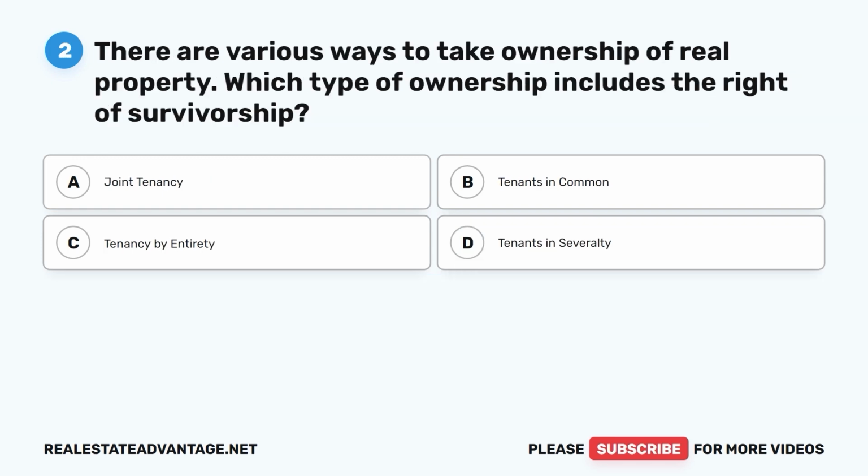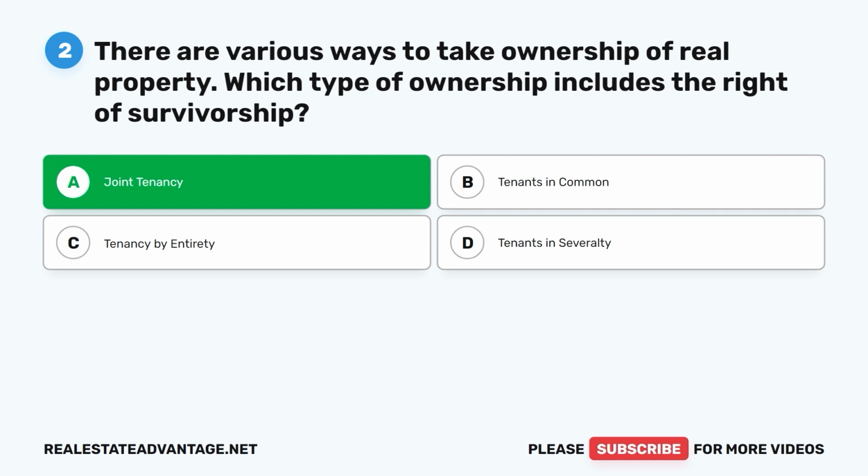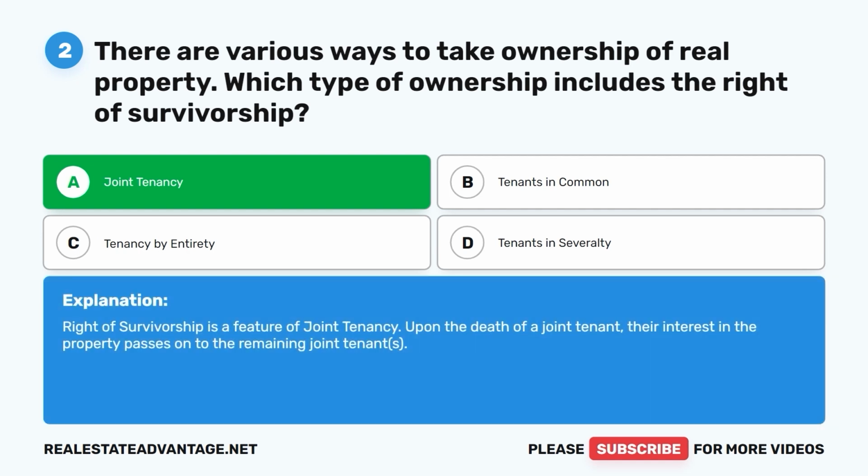Question 2. There are various ways to take ownership of real property. Which type of ownership includes the right of survivorship? A. Joint tenancy. B. Tenants in common. C. Tenancy by entirety. D. Tenants in severalty. The correct answer is A. Joint tenancy. Right of survivorship is a feature of joint tenancy. Upon the death of a joint tenant, their interest in the property passes on to the remaining joint tenants.